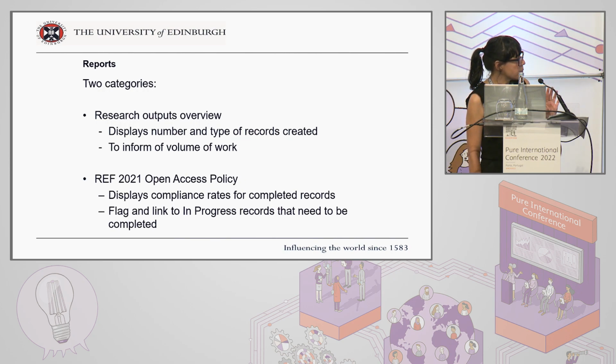This board displays outputs that fall under the open access policy. These are only articles and conference proceedings, and they only show once they've been published. So this is once the record has been completed. And it is at that point that we can see if there's anything missing, if there's a date of acceptance missing or an accepted manuscript.